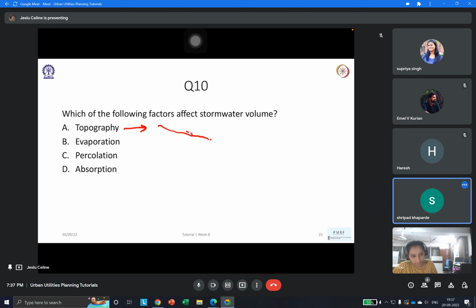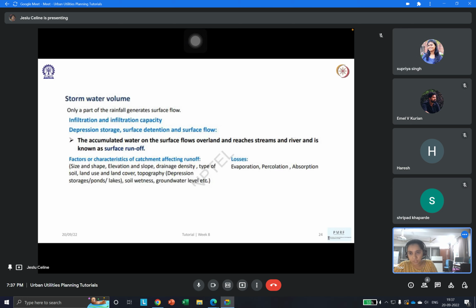And the other three are for losses. Evaporation, percolation, and absorption are all basically losses. So this is what we learned. You take the factors affecting the catchment as well as the losses. The first one is for the catchment, and the other three are losses. So that's well explained.